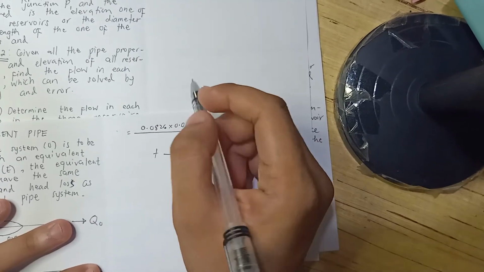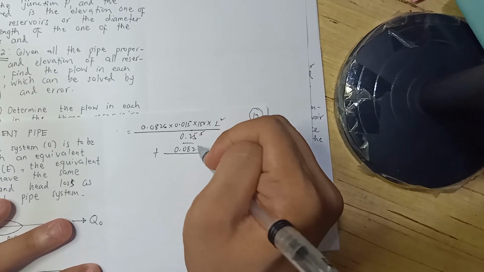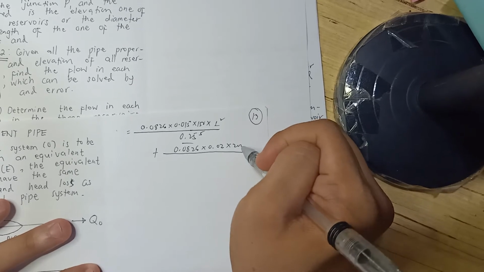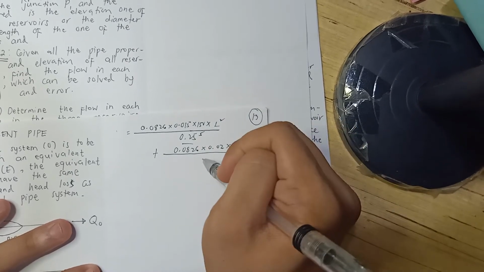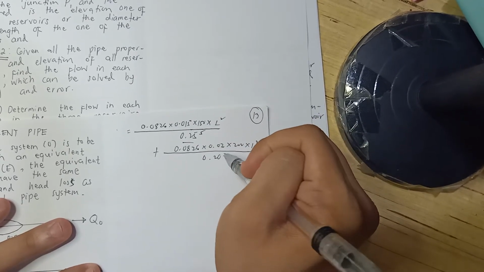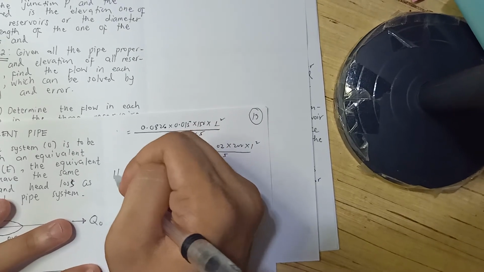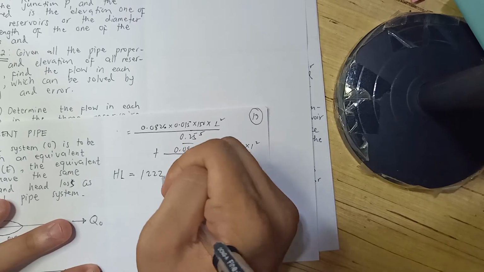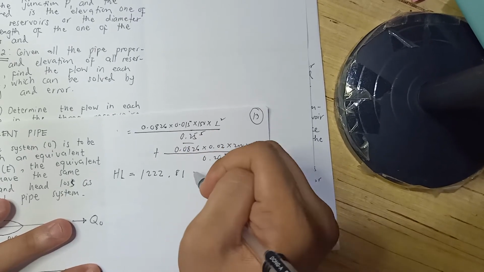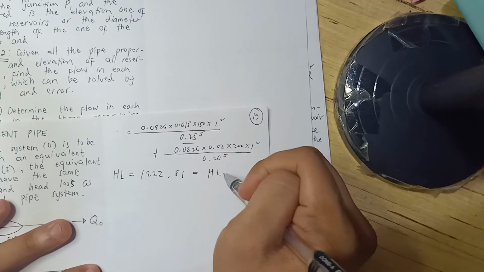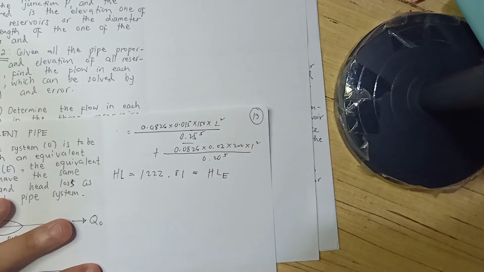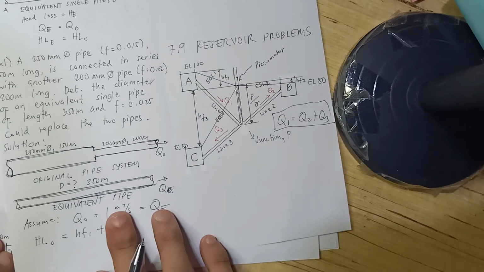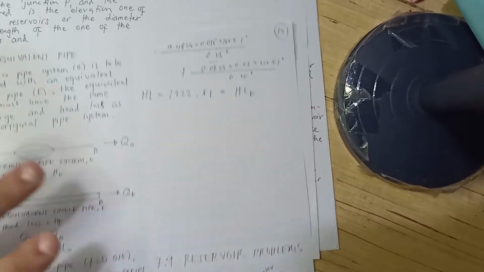Plus, katong second pipe sa original, 0.0826 times 0.02 times 200 times 1 squared over 0.20 to the power 5. So, ato ang head loss sa original, it would be 1,222.81, which is equivalent po siya sa head loss sa E. So, na natin idea how to get the diameter sa equivalent pipe. Using the Darcy-Weisbach formula, no?